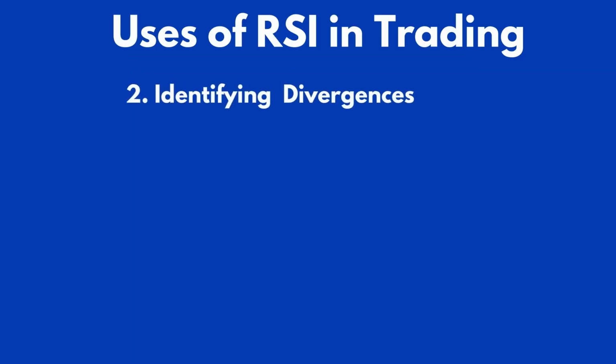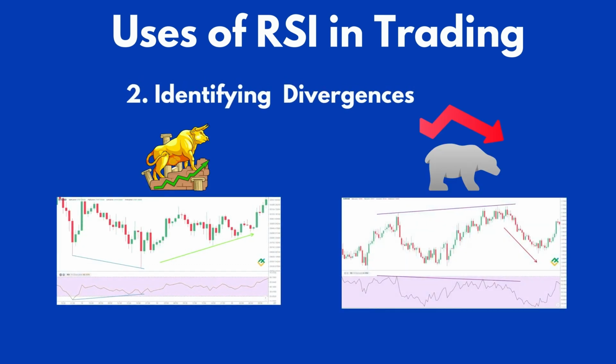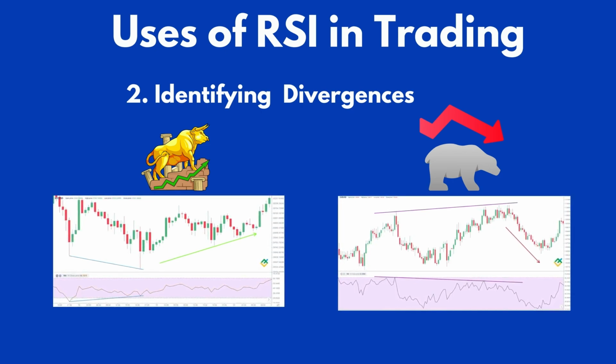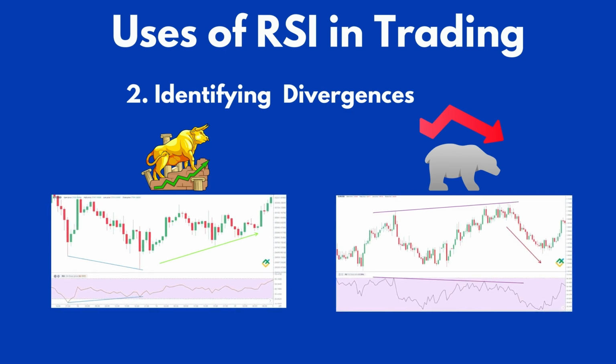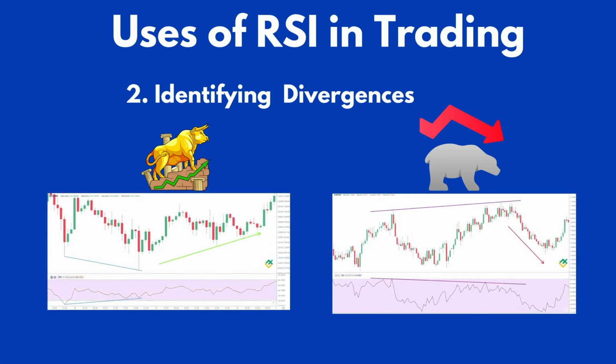Identifying divergences. The RSI is also excellent for spotting divergences between price action and momentum. If you examine the graph above, you'll notice two types of divergences: bullish and bearish. A bullish divergence occurs when the price forms a lower low, but the RSI forms a higher low, as highlighted in the image above. This signals that downward momentum is weakening and may lead to a potential reversal.